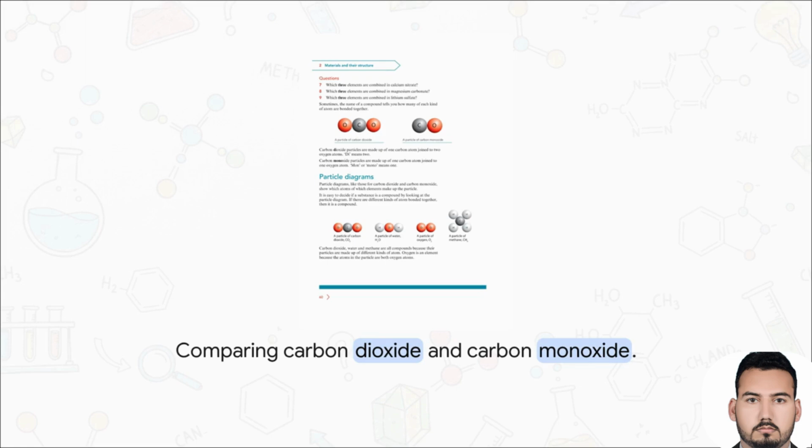Take a look at these particle diagrams. Sometimes, the name of a compound literally spells out exactly how many of each atom are bonded together. On one side, we have carbon dioxide. Di literally means two, so that's one carbon atom joined to two oxygen atoms. On the other side, carbon monoxide. Mono means one, so it's one carbon joined to just one oxygen. Seeing them side by side like this, it really makes the difference crystal clear.